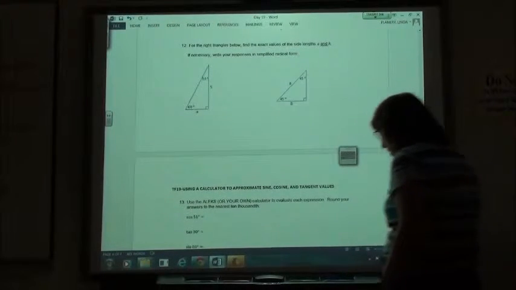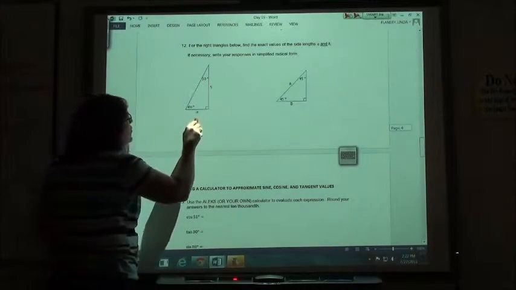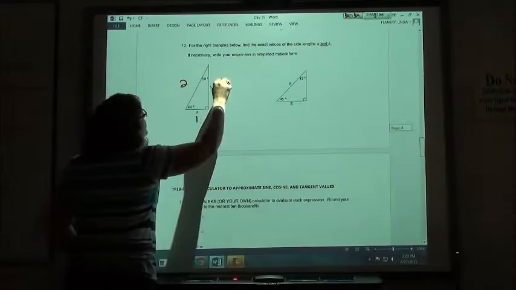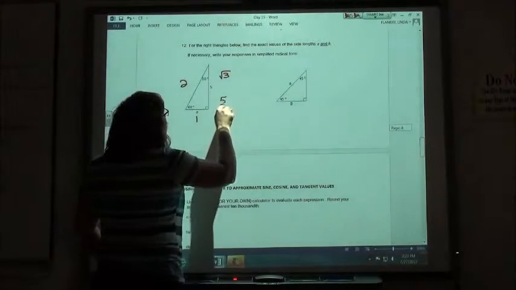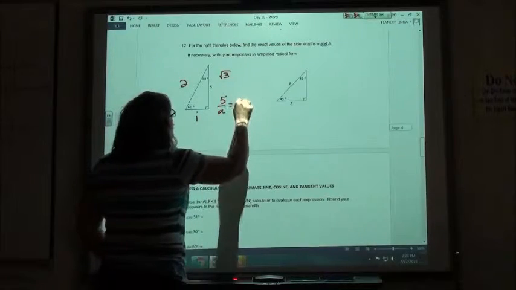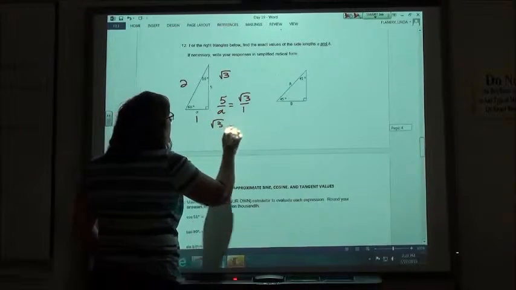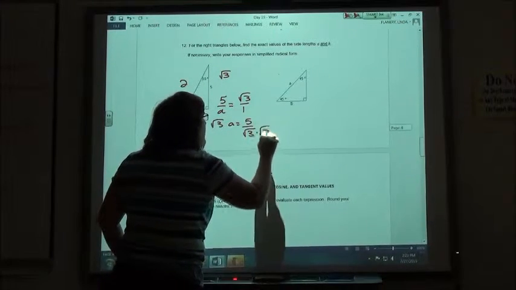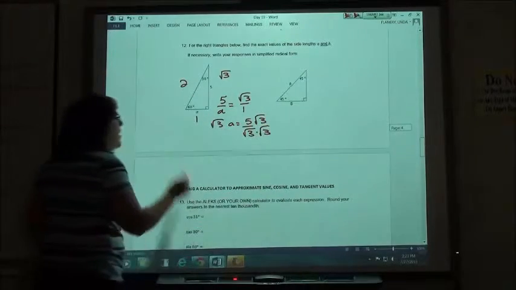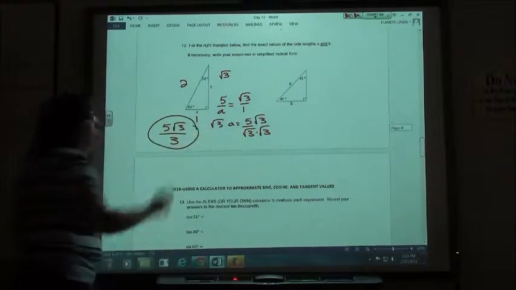There we go, 12. So this time we have our 30, 60, 90 first. So the one opposite the 30 would be 1, hypotenuse is 2, square root of 3. So 5 over a is going to equal the square root of 3 over 1. So square root of 3 times a equals 5. I've got to divide and rationalize my denominator. So I'm going to get 5 square root of 3 over 3 for my answer.